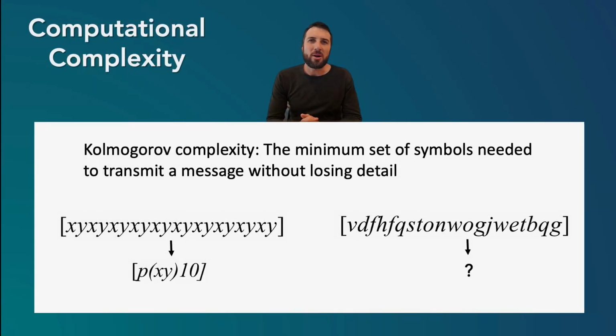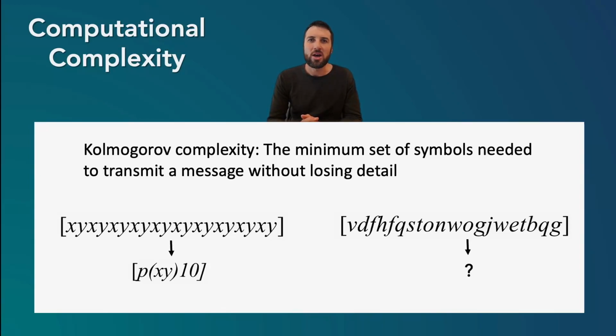So there's another approach to computation, which is deeply related to complexity theory. And complexity is all about how hard it is to predict a given outcome. Now, this approach to complexity, basically the Kolmogorov complexity, is asking what is the minimum set of symbols needed to transmit a message without losing the detail. So how easy is it to compress the symbols?